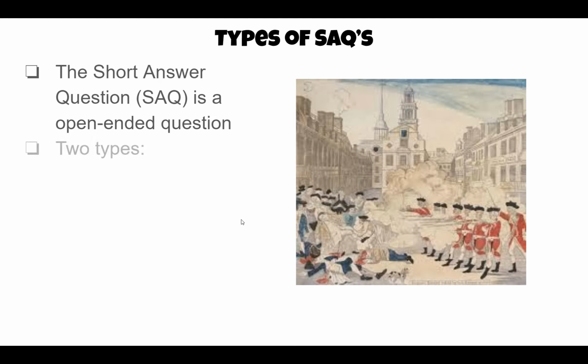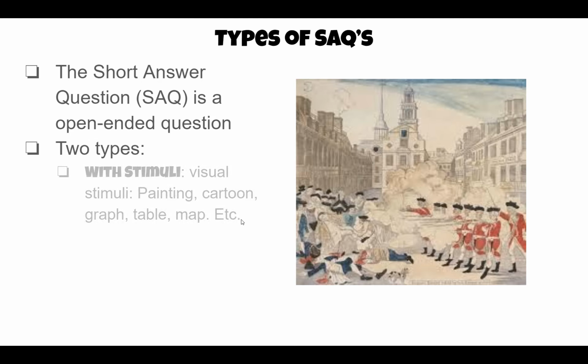The short answer question has two types. It has something called with stimuli. This is going to be, in almost all cases, a visual of some sort, like a painting, a cartoon, a graph, a table, a map, and so on. Here is an image, the Bloody Massacre. If you were to have an image and then the prompts, this would be considered with stimuli. You can see this on the AP exam or in one of our period exams.